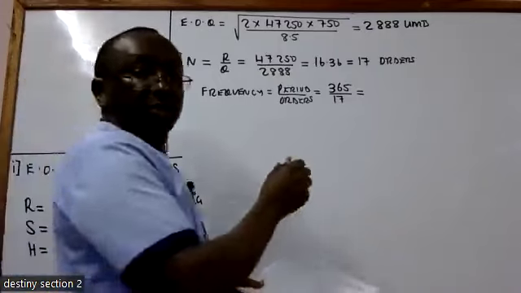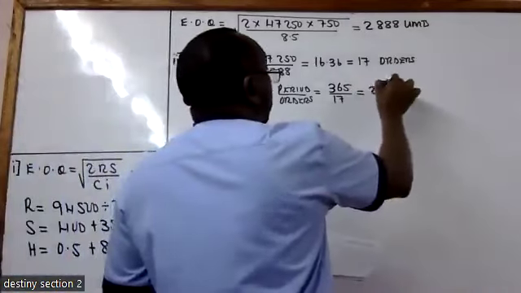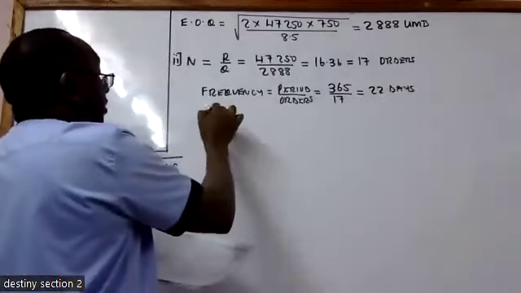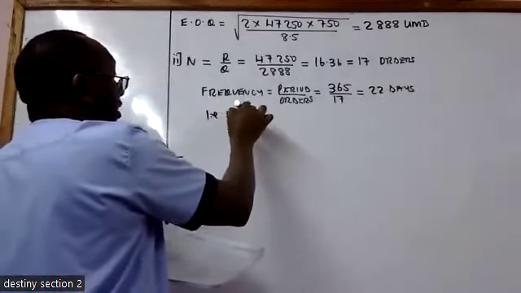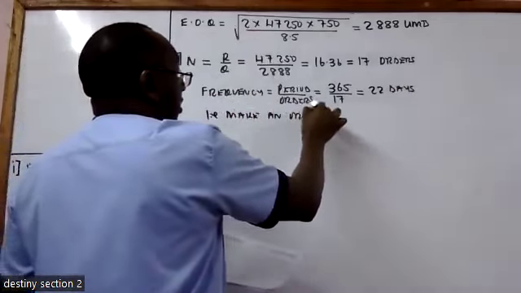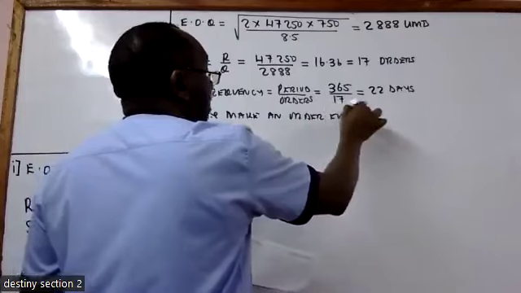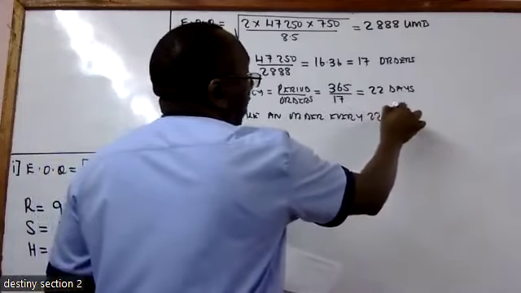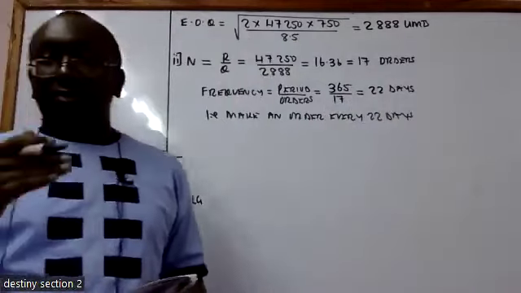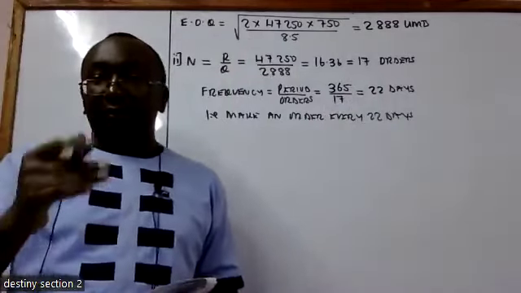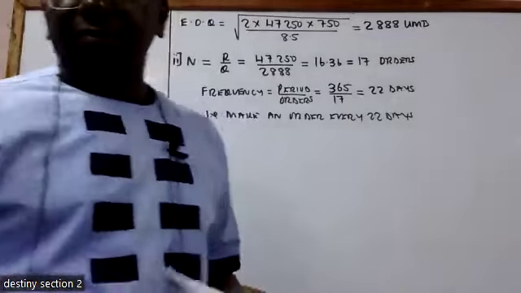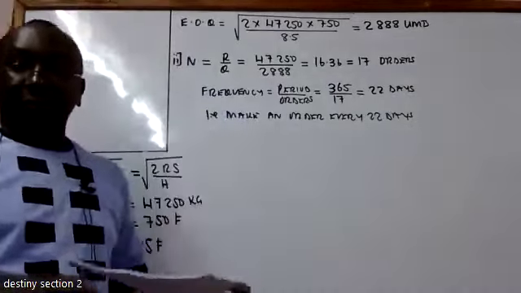So that would be 22 days. That is, make an order every 22 days, or after every 22 days. So every 22 days, the order is placed. Every 22 days, that's the frequency.